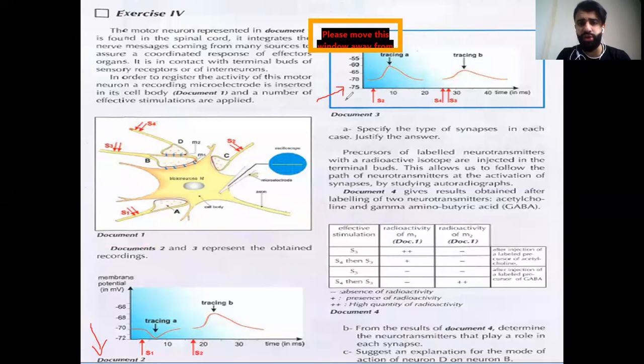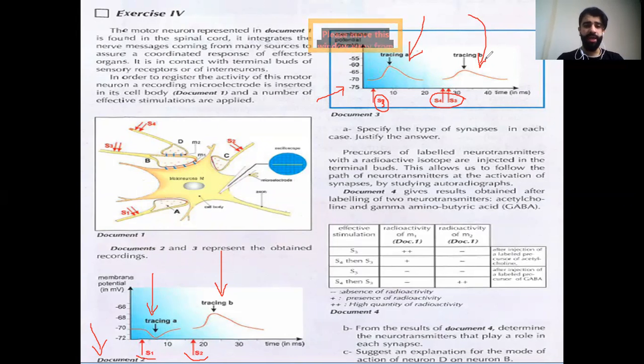Before we start, this is what we have to correct here. We have here after stimulation S1. Here we have after stimulation S2. Here they put S2, so please correct this into S3. So this one is S3 and not S2. And then they did S4, followed by S4 and S3 together. Please pay attention to this. We have tracings obtained after stimulation S1, here after stimulation S2, here after stimulation S3, and here after stimulation S4 and S3. Okay, let's start step by step.